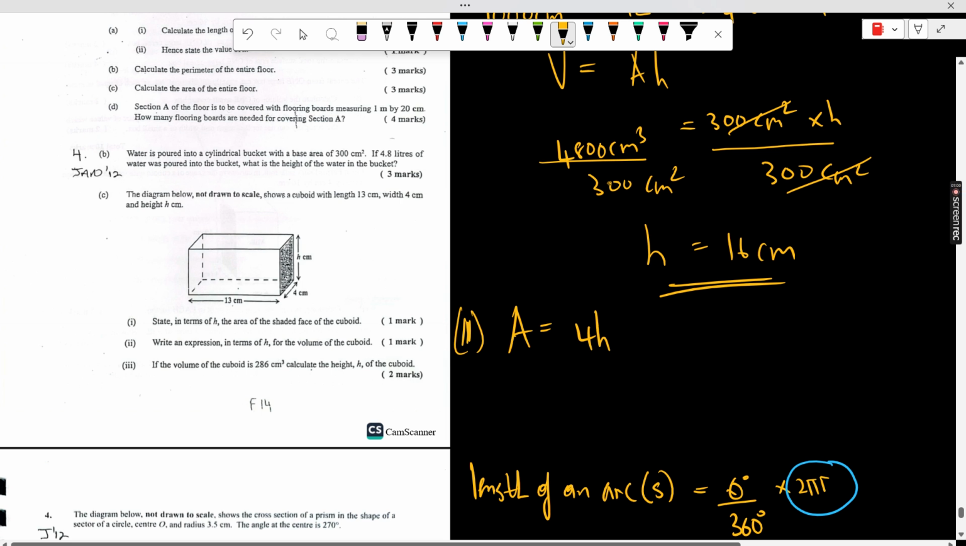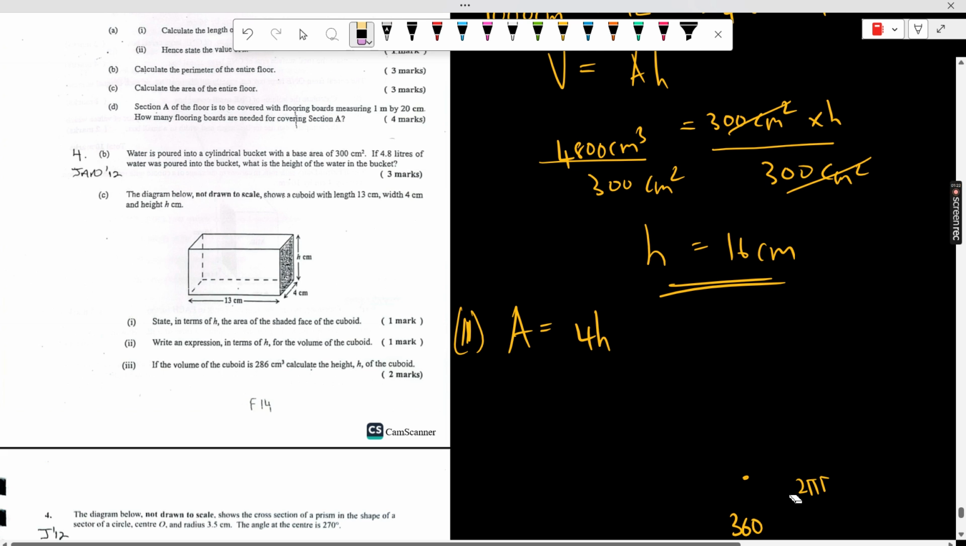A 1 mark question usually doesn't require more than one line of response. So either you're going to write down a value or an expression or a formula, right? They would have known that it's going to be the width by the height. So you could just write down 4h. And of course, you don't even have to put the units because you're not exactly doing a calculation, okay? So that's part one.